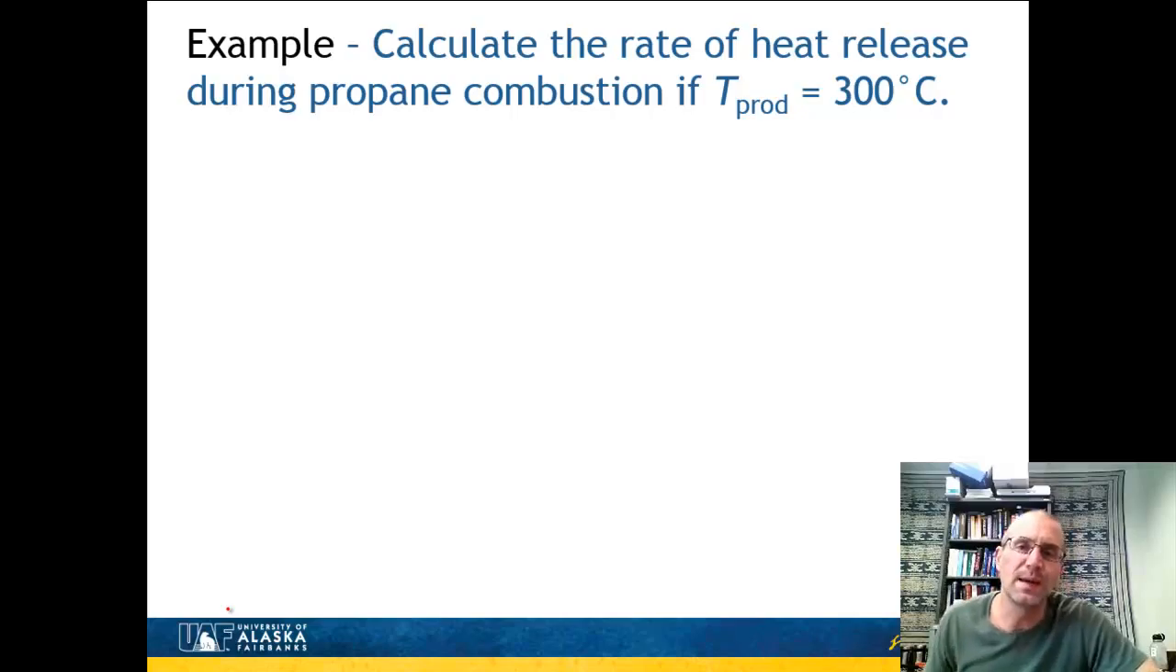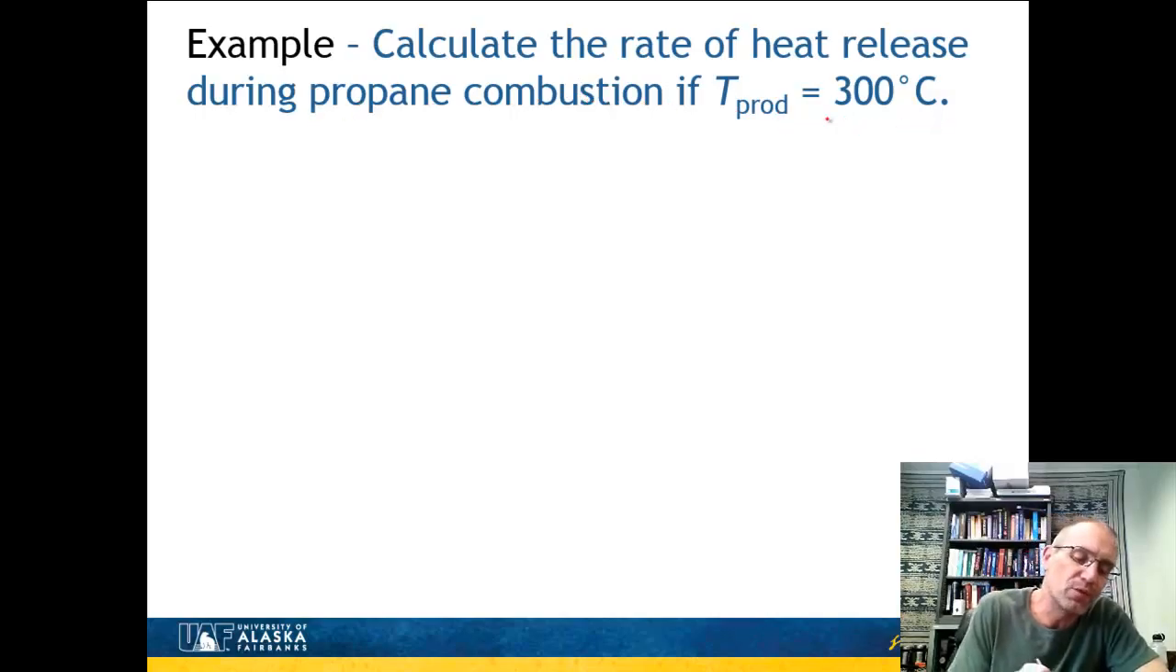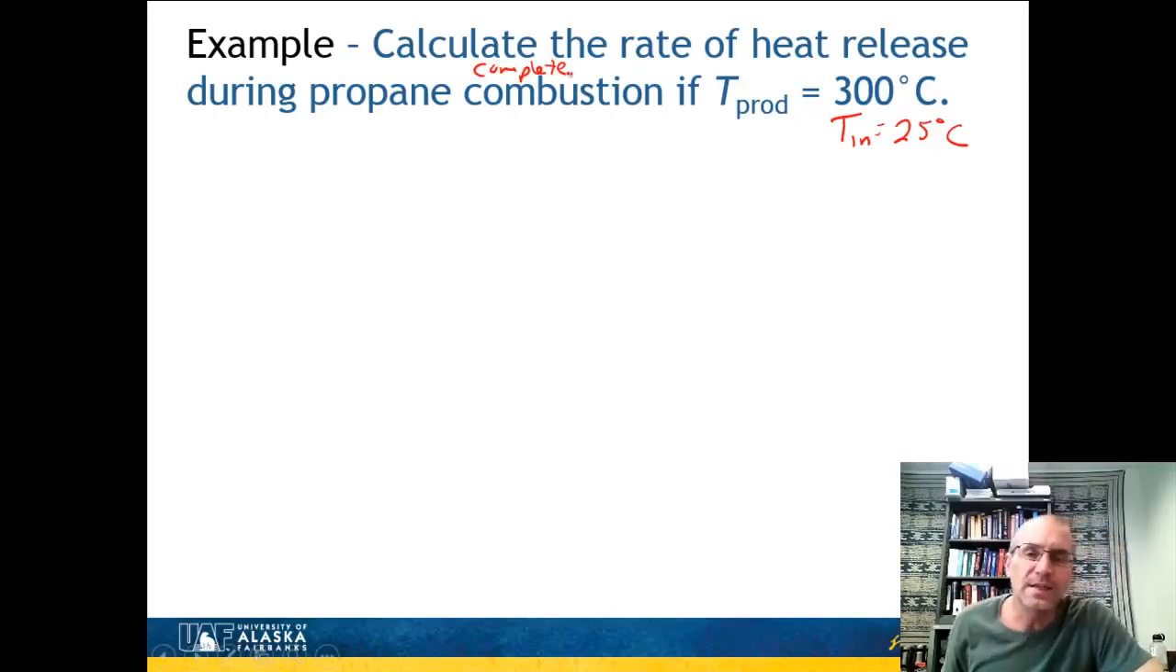So let's go ahead and do an example, and I'll show you where this comes in. So the question is, I want to calculate the rate of heat release during the combustion of propane, and we say that the products are coming out at 300 degrees Celsius. We'll make another couple of assumptions. We'll assume that the temperature going in is equal to, for example, 25 degrees Celsius, right? And we'll also assume that it's complete combustion. So we don't need to account for excess air. We don't need to account for any incomplete combustion.